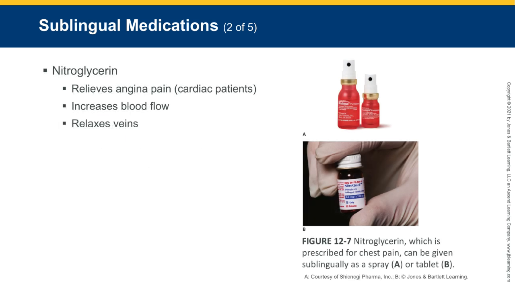A common sublingual medication is nitroglycerin, which is used to relieve angina pain in cardiac patients. It works by dilating blood vessels, increasing blood flow, and reducing the heart's workload. Nitroglycerin is available as both a tablet and a spray. However, it should never be given to patients who have taken erectile dysfunction medications within the past 24 to 48 hours, as the combination can cause life-threatening drops in blood pressure.